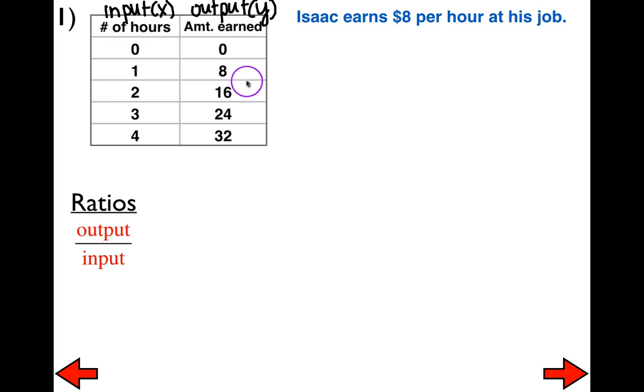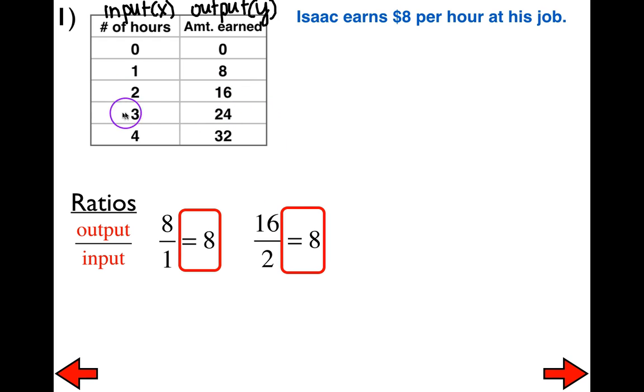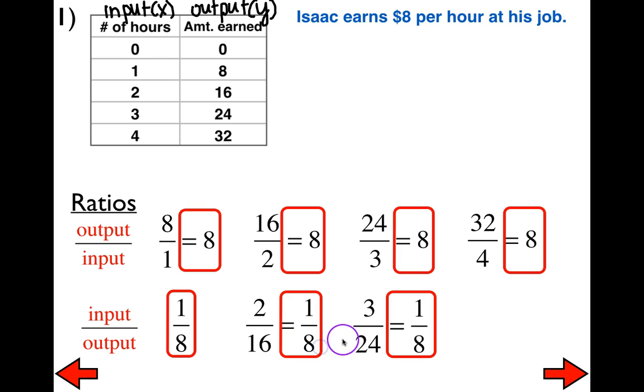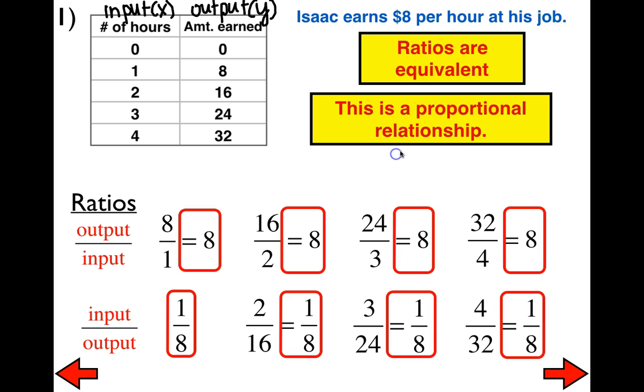There are going to be cases where we use different variables, but in general, that's the format that we follow. So here, the first one, I'm going to have 8 over 1, which equals 8. Second one would be 16 over 2, which also reduces to 8. Next one would be 24 over 3, which reduces to 8. And last but not least, 32 over 4, which also reduces to 8. Now we can go the other direction, and in this case we would do x over y. You're going to notice that we would still have a constant rate of change. Since the ratios are equivalent, it is a proportional relationship.